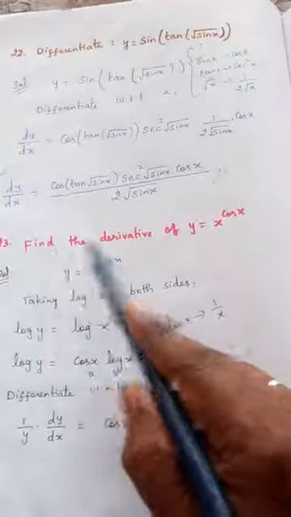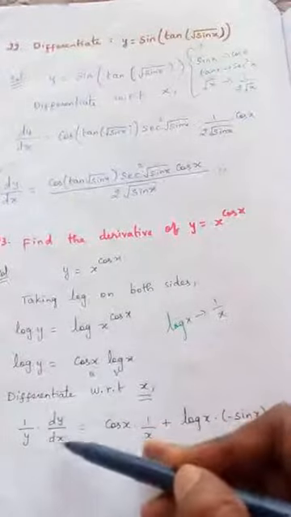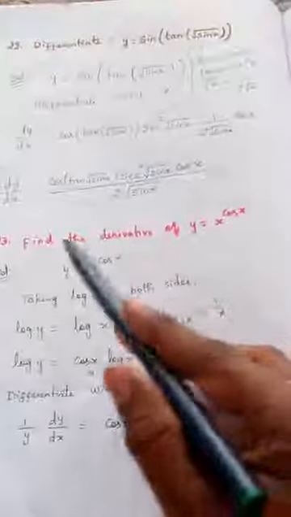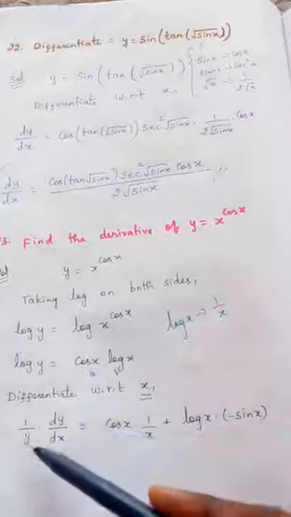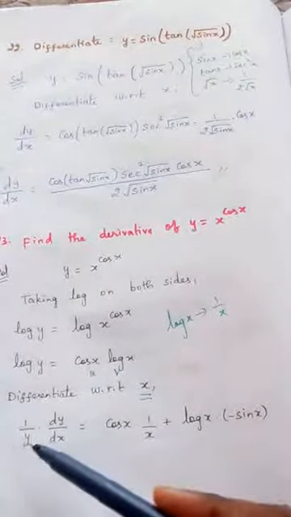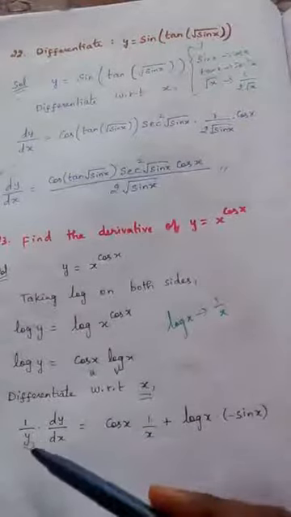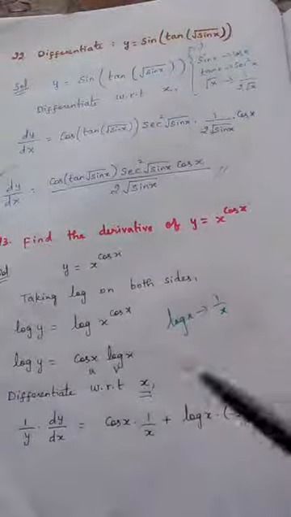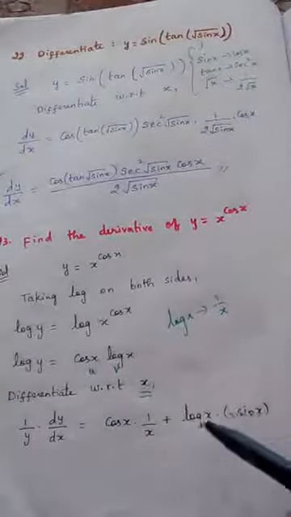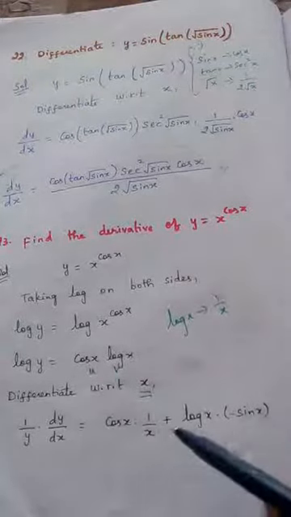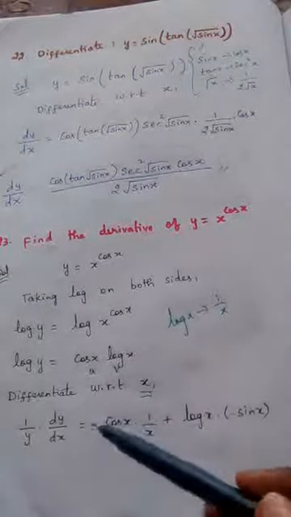So now how to commonly write this? The question is to find the derivative of, which means we need to find only dy by dx. Keep in your mind, find the derivative of means we need to find dy by dx. So I don't want this y to be present here. So cross multiplying this y to the other side, it will become y into this entire thing. Cos x by x minus sin x log x, into y.